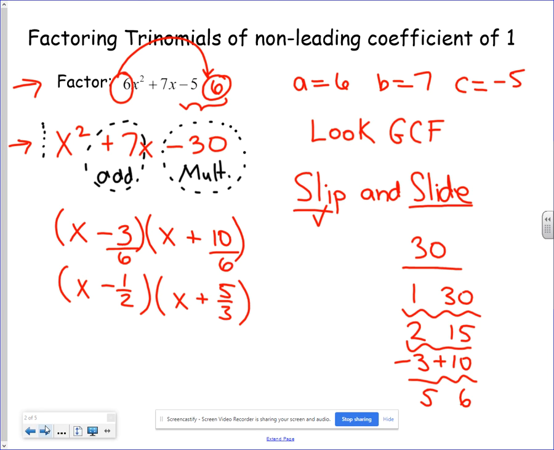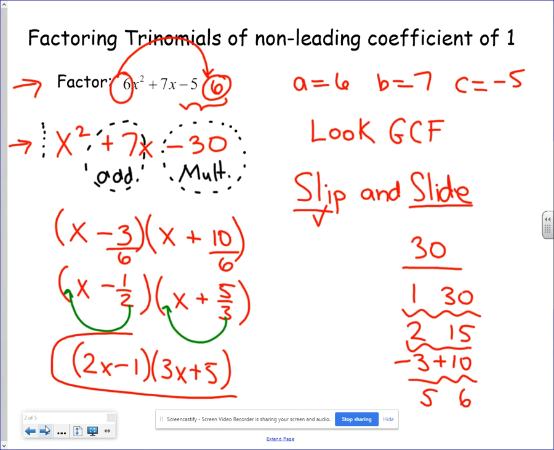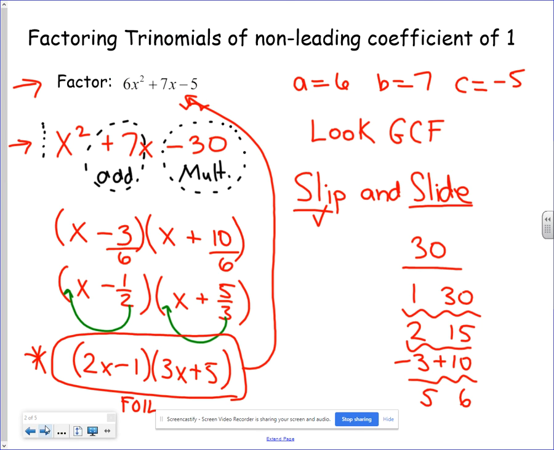So now the last step is to get rid of the fractions if you have any. And you do that by taking the denominator and moving it to the coefficient of the x in each of your expressions. The factors are the quantity 2x minus 1 times the quantity 3x plus 5. So what this means is if you took this answer and used FOIL, you would multiply those together, and the answer you would get would be the expression that we started with, 6x squared plus 7x minus 5.